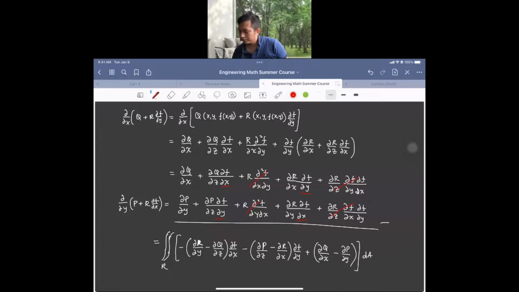Let me give you maybe one or two examples on how to use the Stokes theorem, and we can have our feedback.